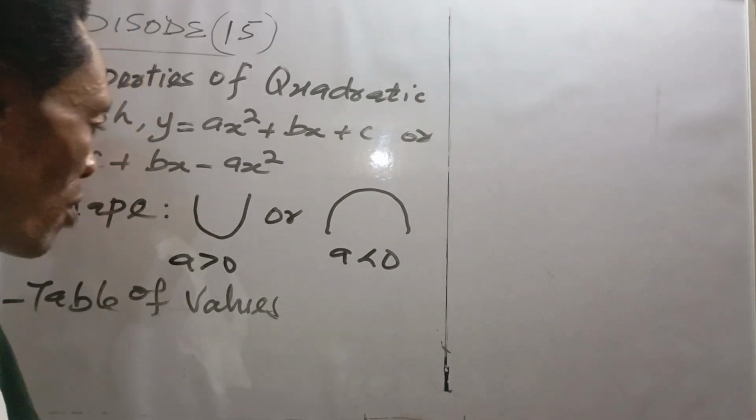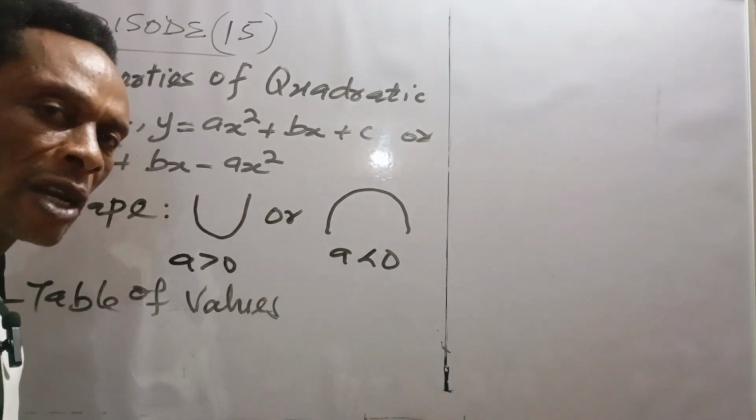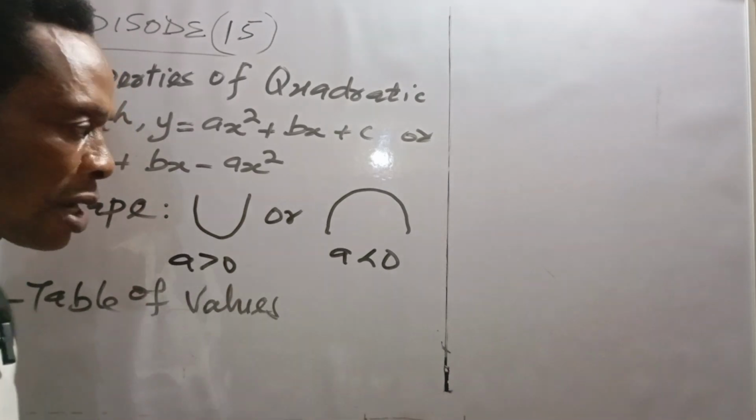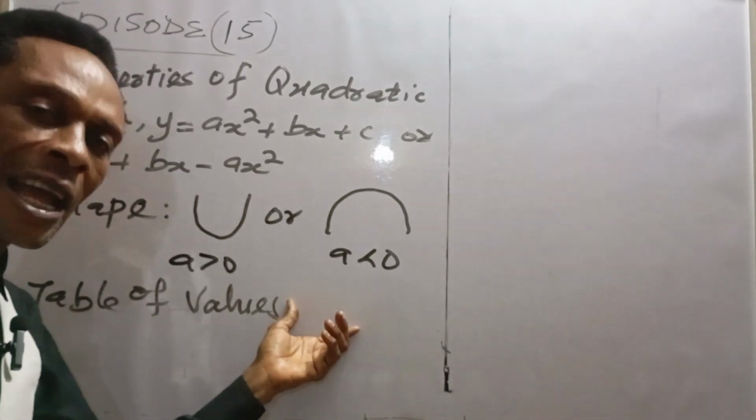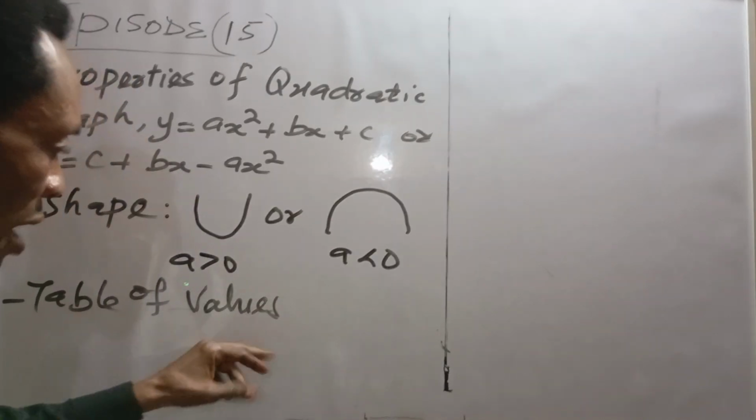So the range of x is always given. And for you to calculate the corresponding value of y, you use two methods: either by direct substitution of x, or by table of values.